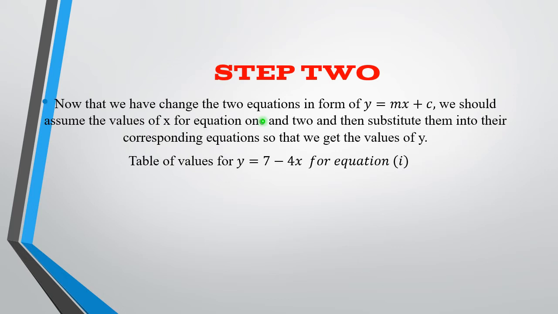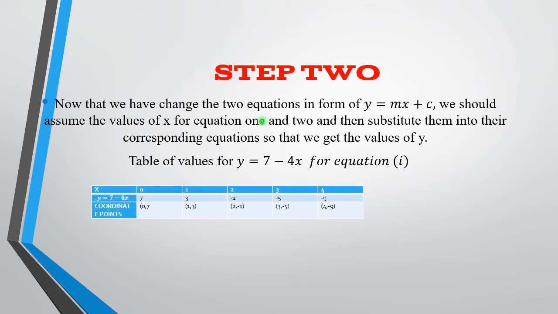Let us look at the table of values for y equal to 7 minus 4x, which is equation 1. I have created the table of values here. First of all, I write down x, I write down y, which is equal to 7 minus 4x. You should know that y is equivalent to 7 minus 4x. That's why I put it here for easy identification. And then the last column is the points.